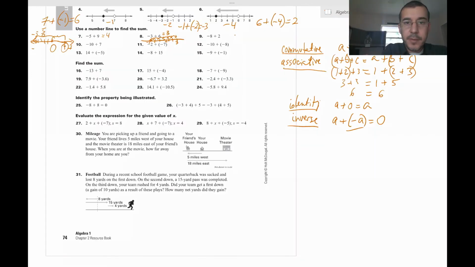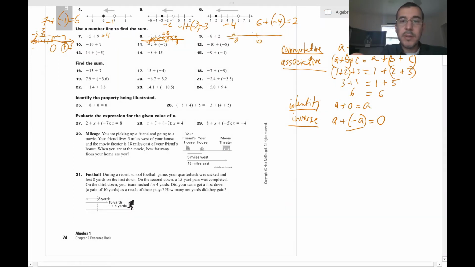Number 9. So we have 0, -8 is right there. And then from 0, we're going to -8 and then +2. So we're backtracking 2. So it becomes -7, -6. This is -6, the answer for number 9.